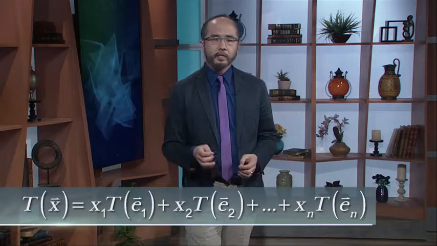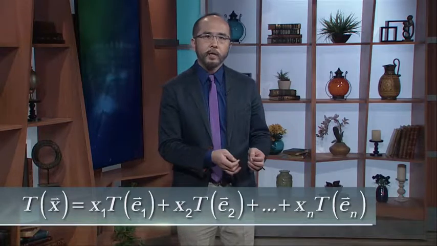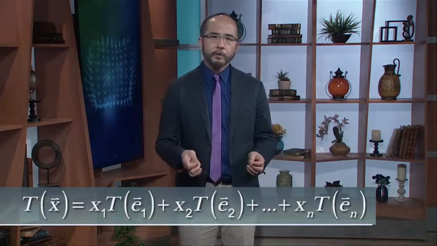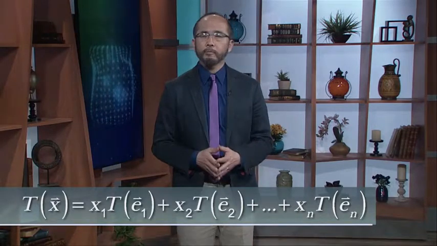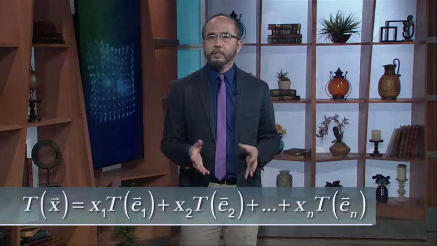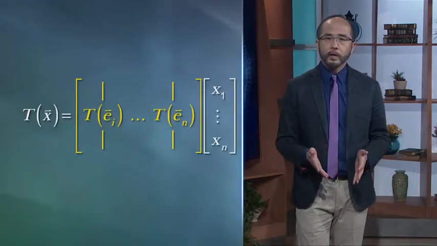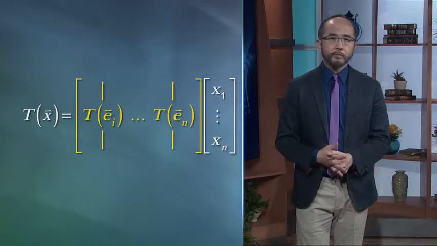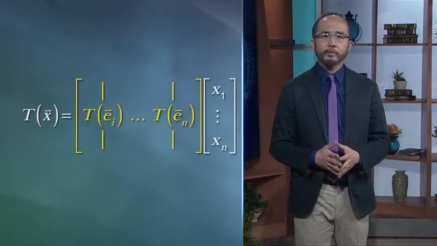Now, if you apply a linear transformation T to this linear combination and use the linearity properties, which preserve linear combinations, you will see that T of x equals x1 times T of e1 plus x2 times T of e2 plus ... xn times T of en. Now, the right side of this expression can be represented as matrix multiplication by a matrix whose columns are just the transformed basis vectors. You can check this by just thinking about what matrix multiplication means.